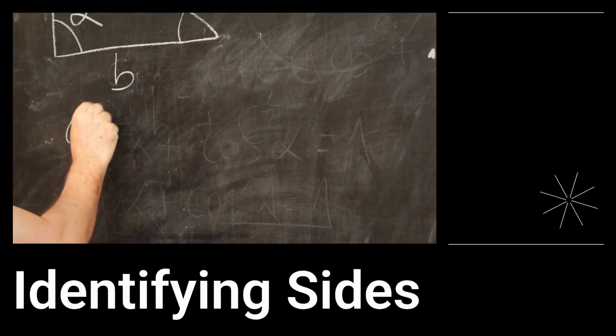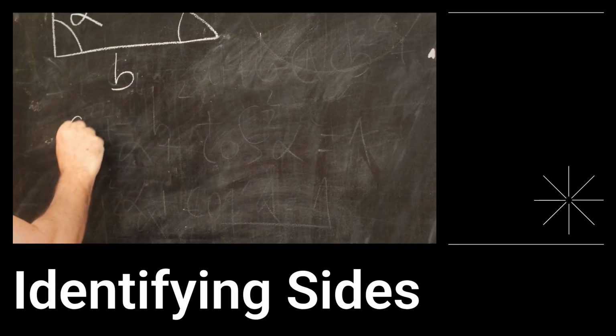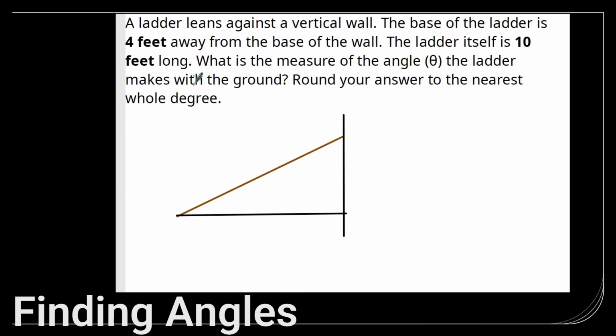Given an angle, you can always identify the hypotenuse, opposite, and adjacent sides by following our definitions. A ladder leans against a vertical wall. The base of the ladder is 4 feet away from the base of the wall. The ladder itself is 10 feet long. What is the measure of the angle theta the ladder makes with the ground? Round your answer to the nearest whole degree.